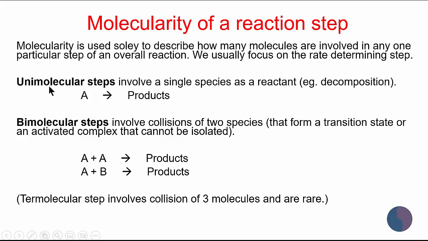Some terminology to be covered. At each step, we can label these. So if it's just one thing turning into something, like decomposition, it's called unimolecular. Now, most of the time it's 2 things. It can be the same thing, but it's 2 things that have to hit each other. All right, so that's bimolecular. Termolecular is unlikely because 3 things lining up in the correct 3D orientation is not going to happen very easily.